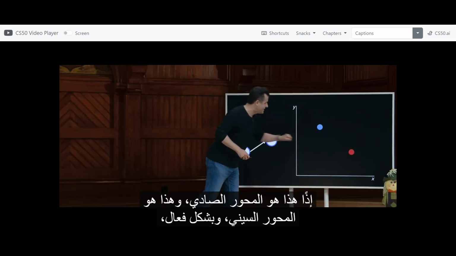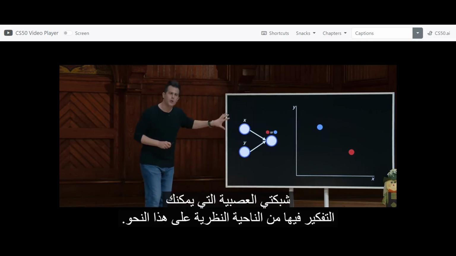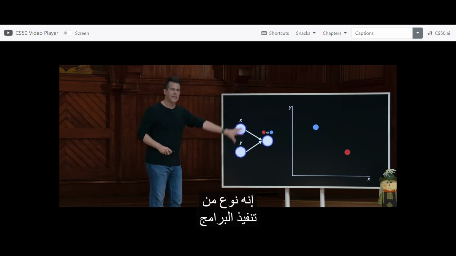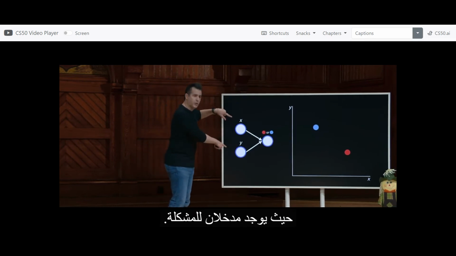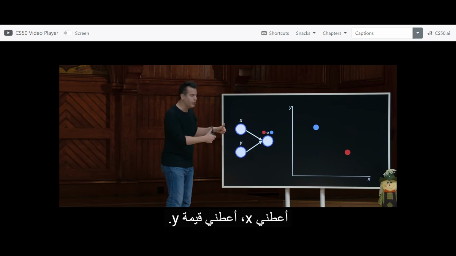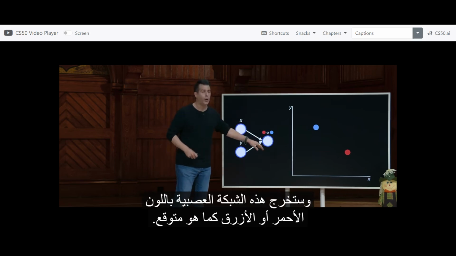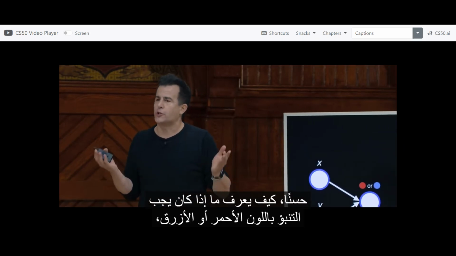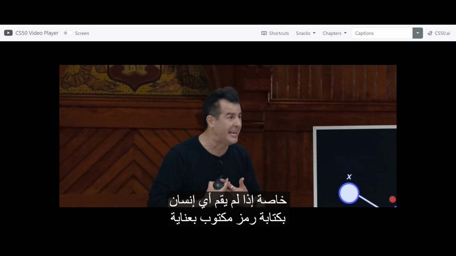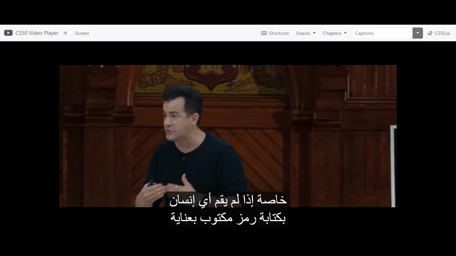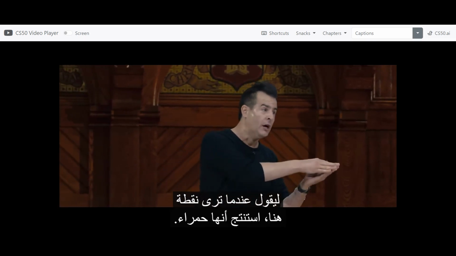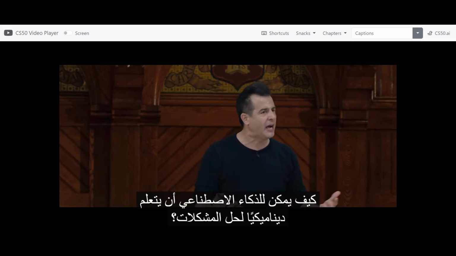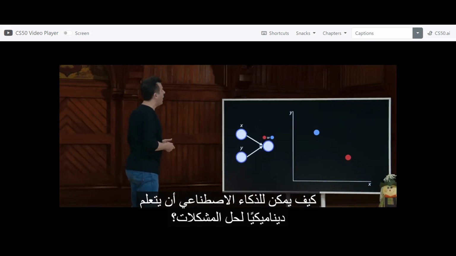So here's my y-axis, here's my x-axis, and effectively my neural network you can think of conceptually as this. It's some kind of implementation of software where there's two inputs to the problem. Give me an x, give me a y value, and this neural network will output red or blue as its prediction. Well, how does it know whether to predict red or blue, especially if no human has painstakingly written code to say, when you see a dot here, conclude that it's red. When you see a dot here, conclude that it's blue. How can an AI just learn dynamically to solve problems?